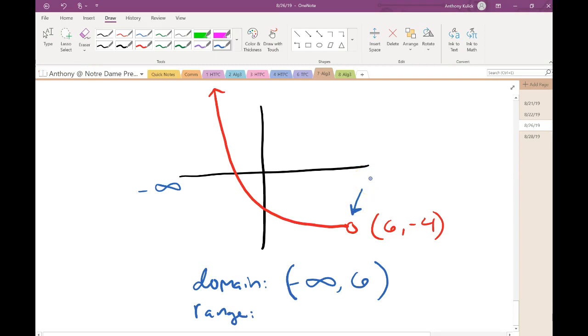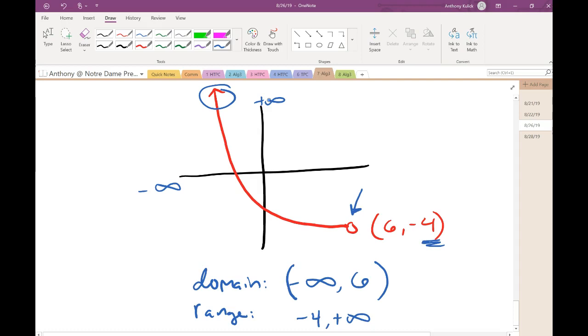Let's do the range now. So the range is about the y-coordinates. What is the lower bound for our range? -4. It's the lowest point on the graph. The upper bound is? Good. I like to write positive infinity, but you don't really need the plus sign for the positives. And I know that because the arrow is pointing up, and positive infinity lives on the up part.